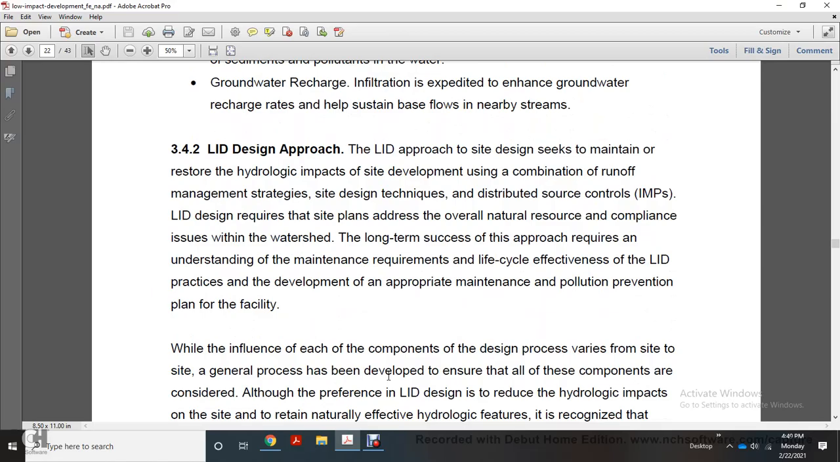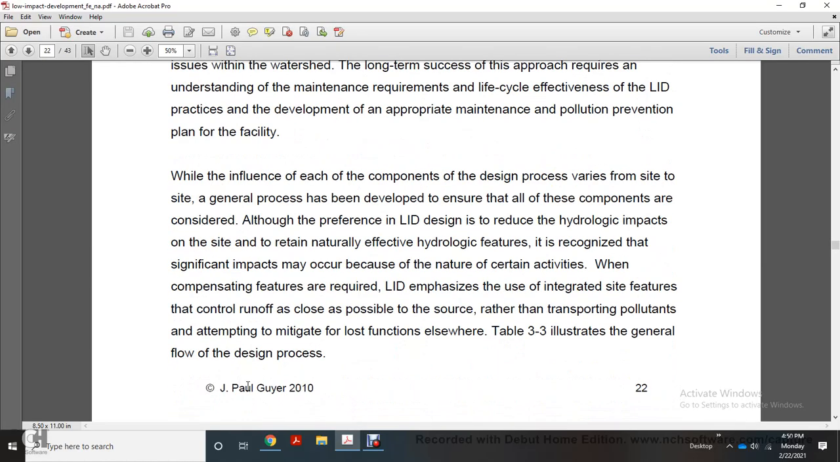Alright, low impact development design approach. The low impact development approach for site design seeks to maintain and restore the hydrological function of the site using a combination of runoff management strategies and site design techniques with distributed source controls. Integrated management practices of low impact development are required for the site plan and drive the overall natural resource compliance with watershed issues. Long-term success of the approach requires understanding the maintenance requirements for the life cycle effectiveness of the low impact development practices, and developing appropriate maintenance and pollution prevention planning for the facility.